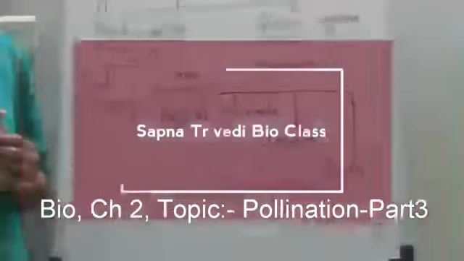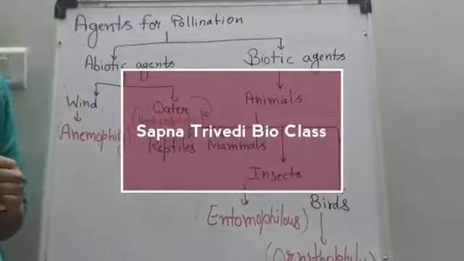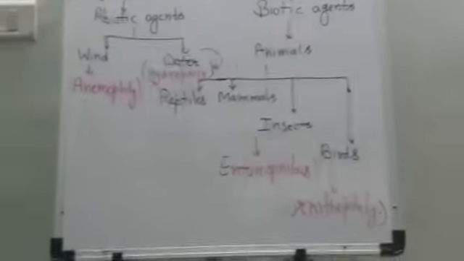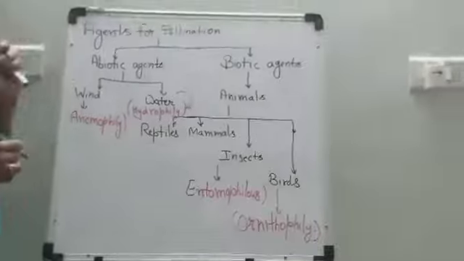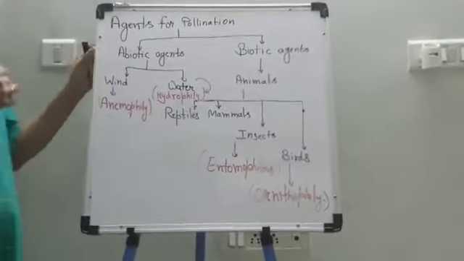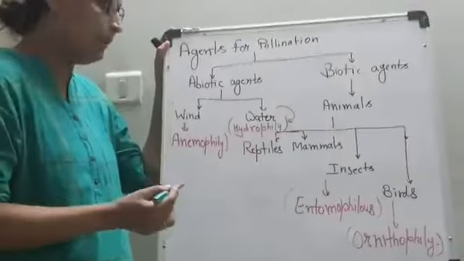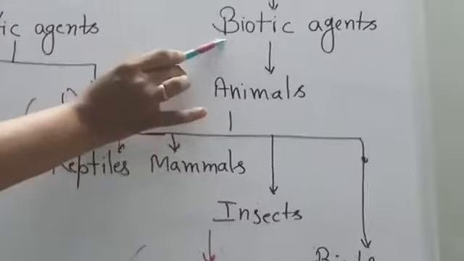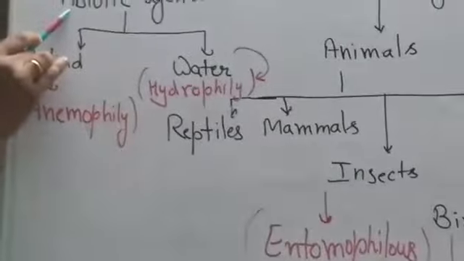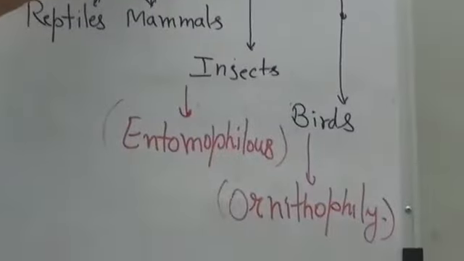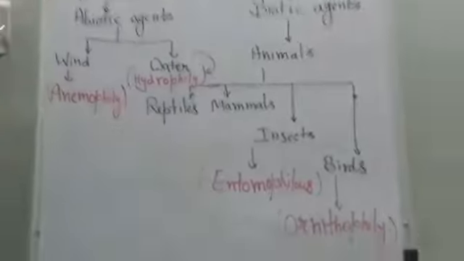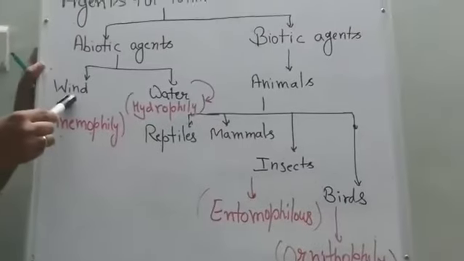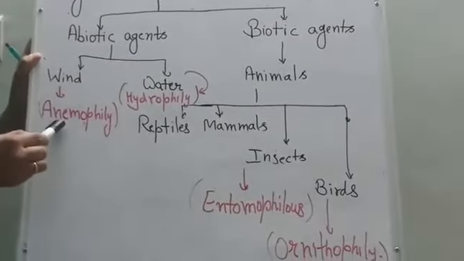We are on the topic of pollination. The next topic is agents of pollination: how pollen grain is transferred to the stigma, by abiotic or biotic agents. Abiotic agents are non-living, and biotic agents are living. Abiotic agents include wind, called anemophily, and water, called hydrophily.